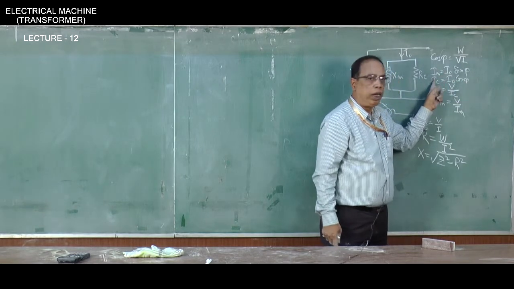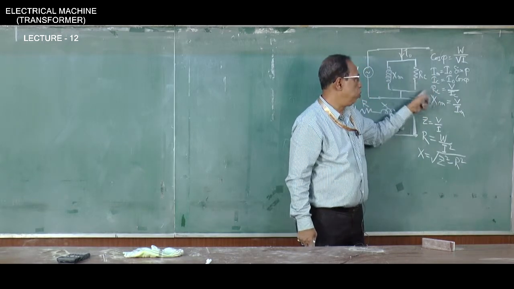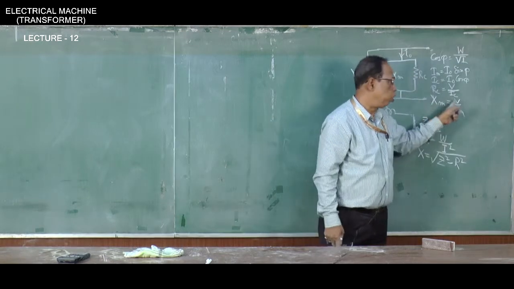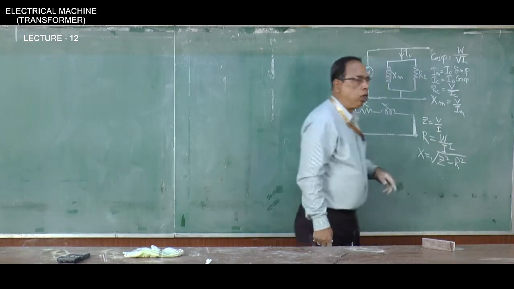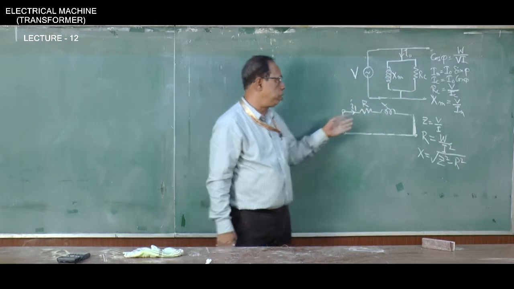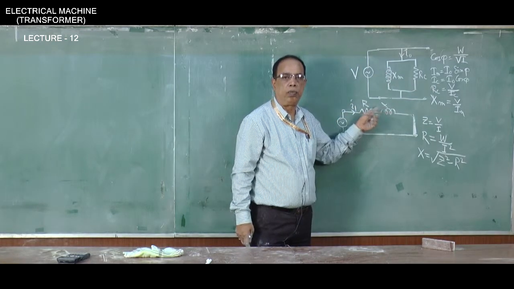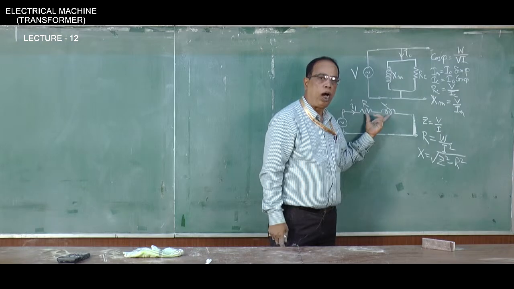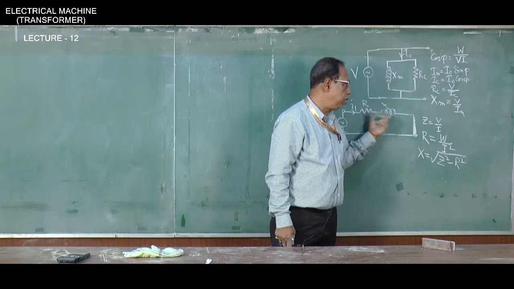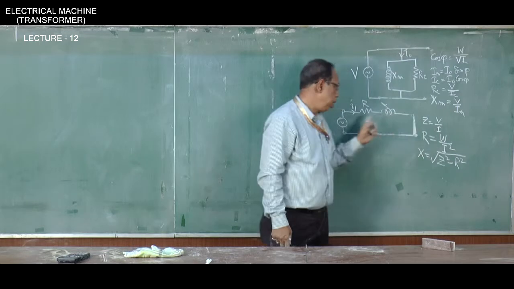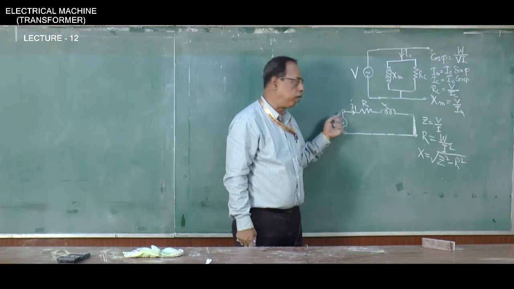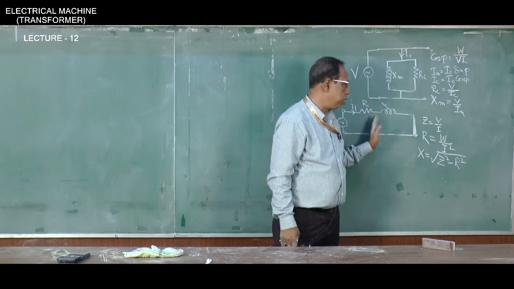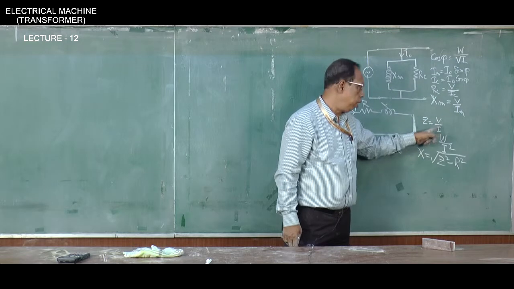Once I know IM and IC, RC will be equal to V by IC, because it is just a parallel circuit, and XM will be equal to V by IM. So, in the short circuit test, we find out the series elements of the equivalent circuit, and this Z value, that means the total value R plus jX, the Z value is just voltage by current. Here we apply, by adjusting the voltage, rated current through this transformer. So, at the rated current, Z is equal to V by I.